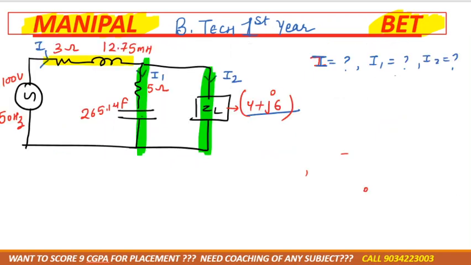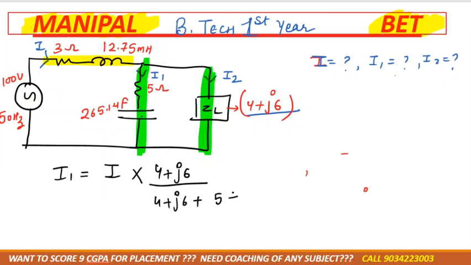Now in this case also we can apply the same thing. I1 is equal to total current, we don't know. The opposite impedance is 4 plus j6 divided by the sum of impedances which are connected in parallel. So 4 plus j6 plus 5 plus, this is in microfarad. So you need to calculate it. That would be 5 minus j, 1 by 2 pi, F is frequency 50 and C is 65.1 into 10 raised to the power minus 6, right?